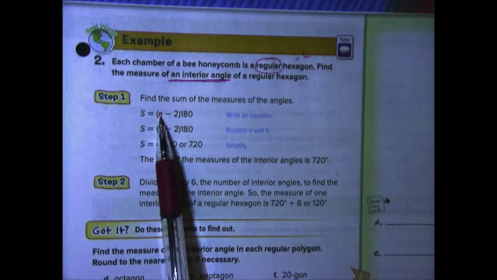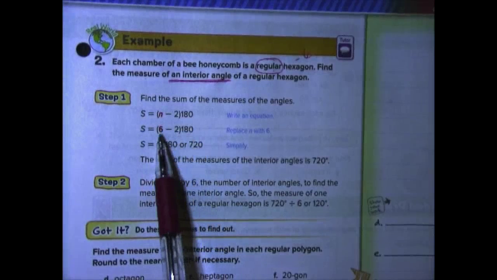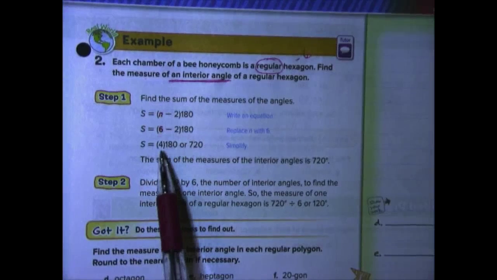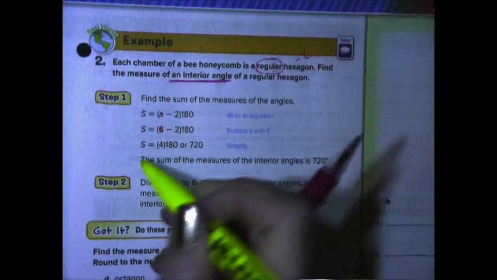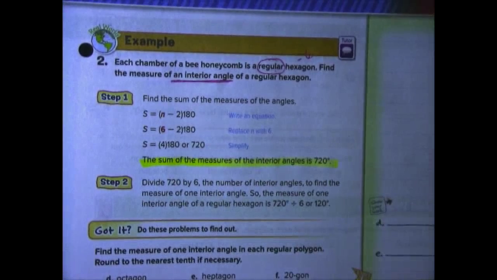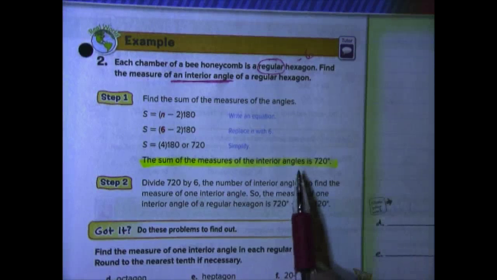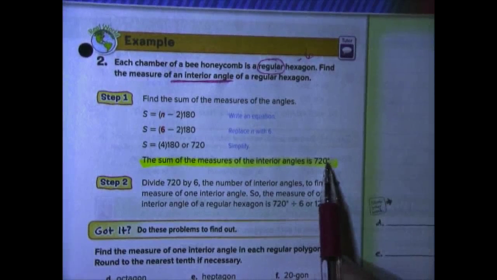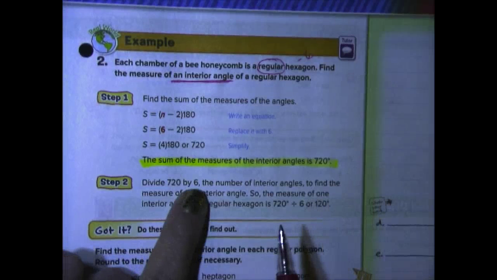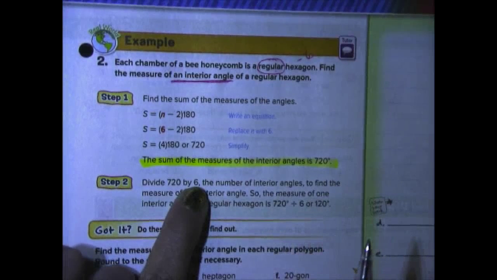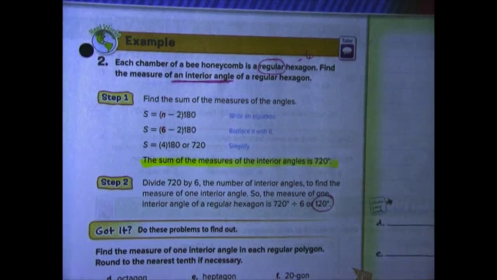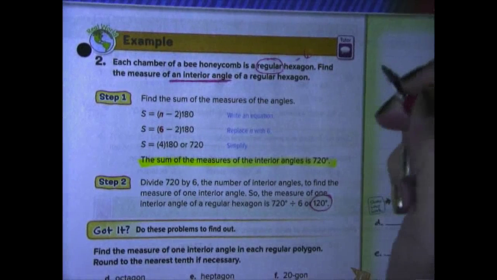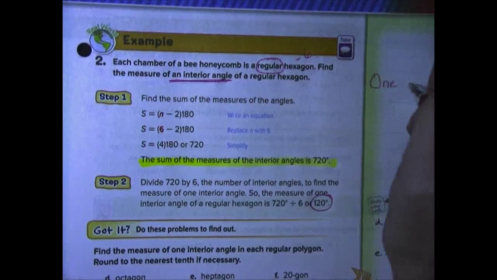So this is what we did to find that out. We took S equals the difference of n minus 2 times 180. We substituted 6 for n. We got S equals 4 times 180, or 720 degrees. So we figured that out in our examples on the previous page. So now we know the sum of the measures of the interior angles is 720. We know that there are 6 sides, meaning there are also 6 angles. So we're going to take that 720 and divide it by 6, and we're going to get 120 degrees. So this is the way I write the formula for one interior angle. Let's write it over here.